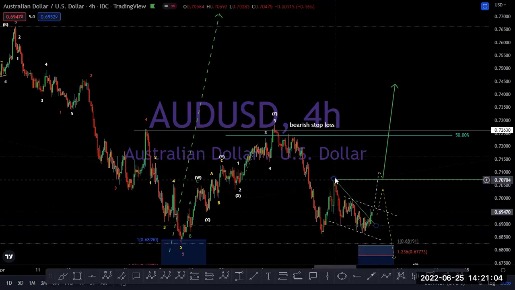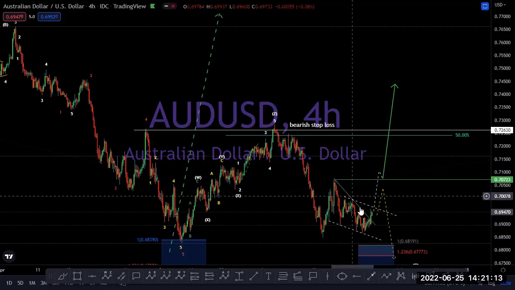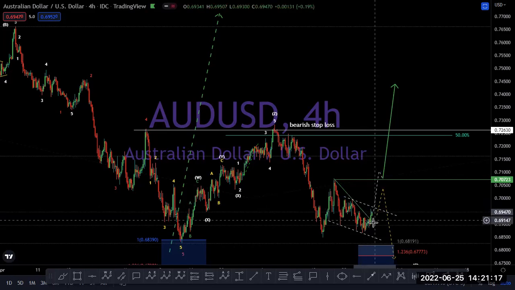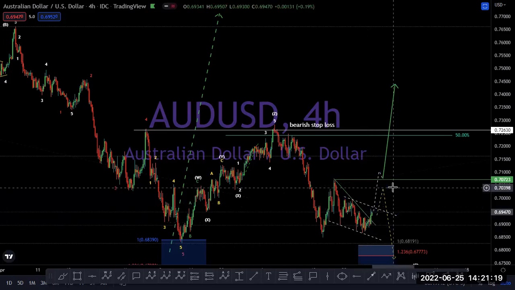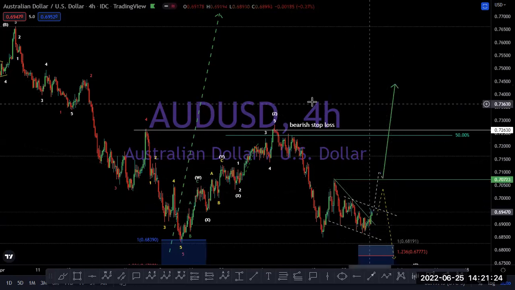Because if this is wave 1, wave 2 can go as low as 99% of wave 1, which is normal. So having this channel, if it breaks, if we find swift, strong movement, it means we will be buying from here and continue going up.